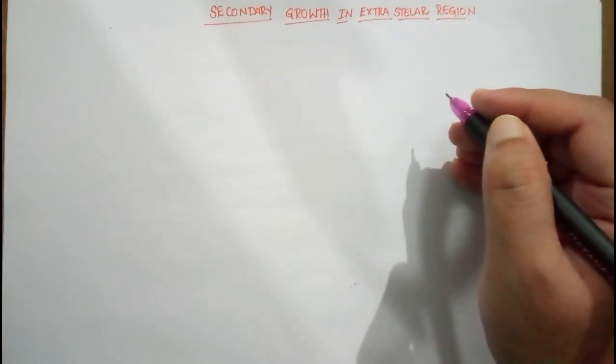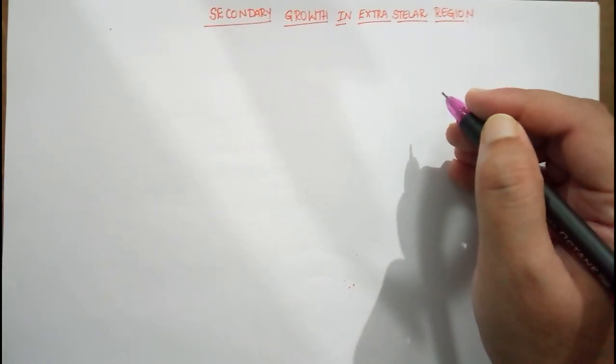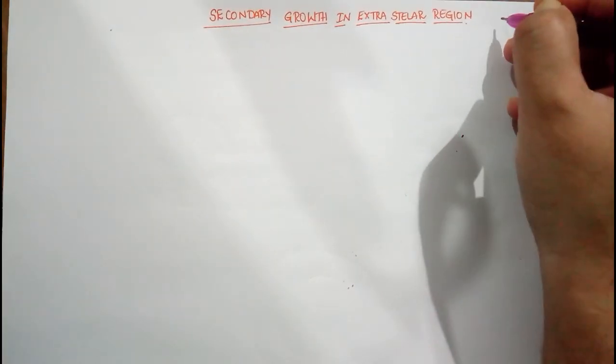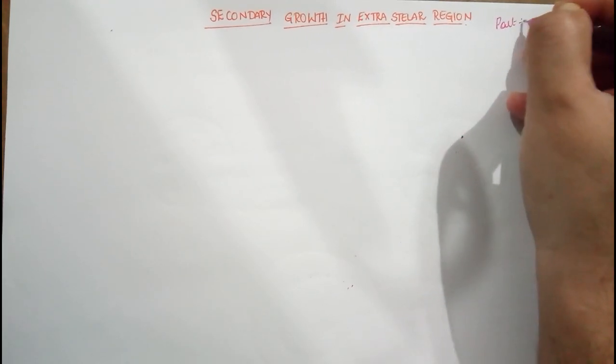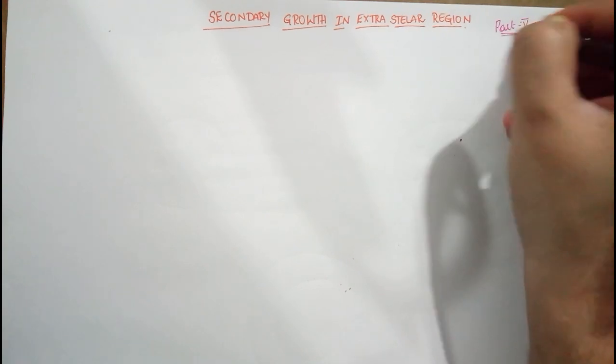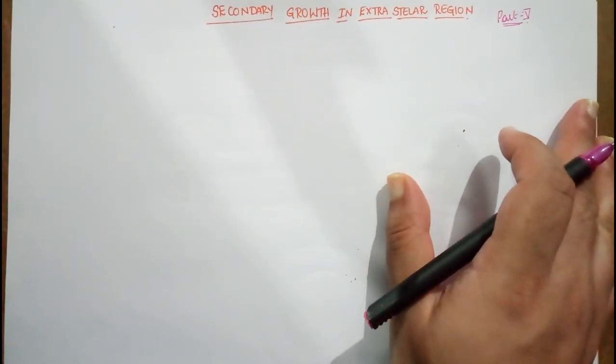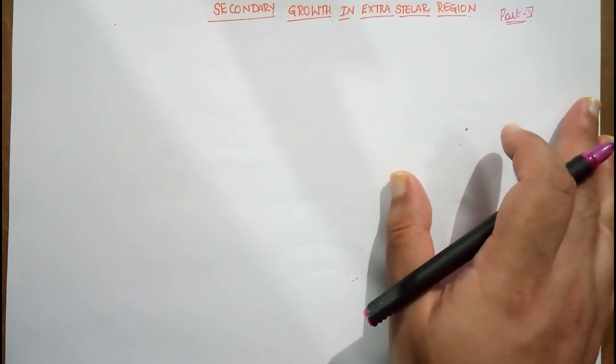Hello, so we'll be seeing the secondary growth in the extrastellar region. In the previous parts, we have seen the secondary growth in the stellar region. So this is the part 5 video of secondary growth in dicot stems.